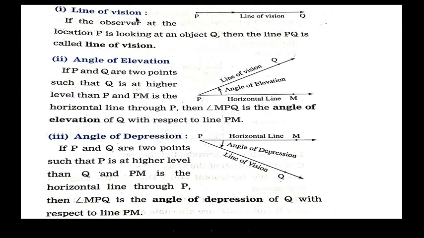The line of vision is the line from the observer to the point where the observer is looking. The angle of elevation is the angle made when the observer is looking at an object which is at a higher level, and the angle of depression is the angle made when the observer is looking at an object which is at a lower level than the observer.